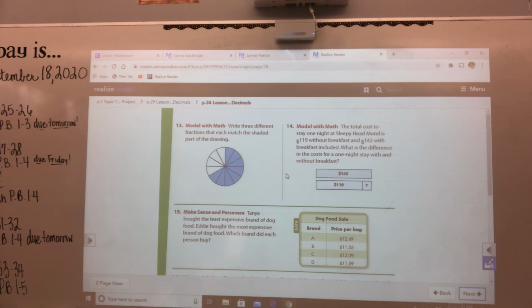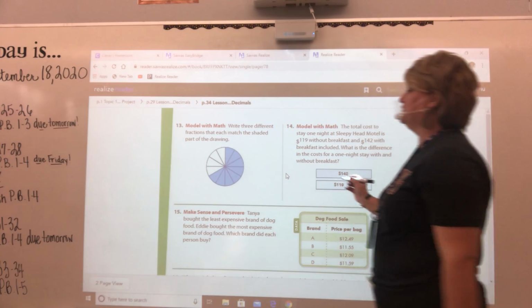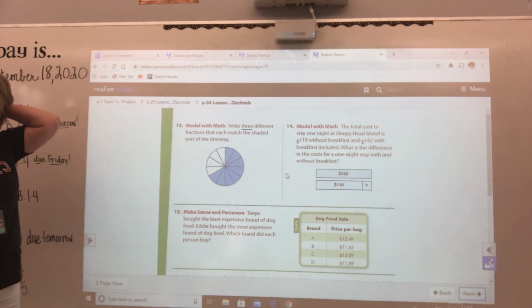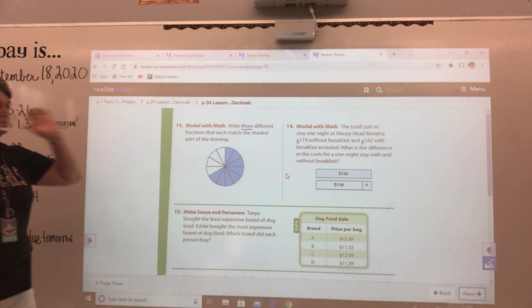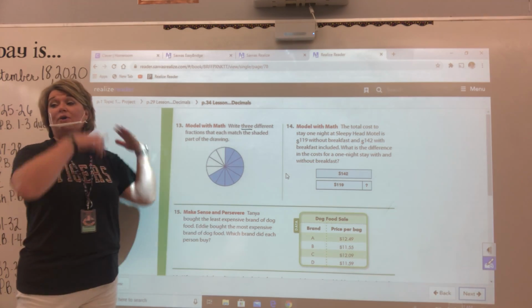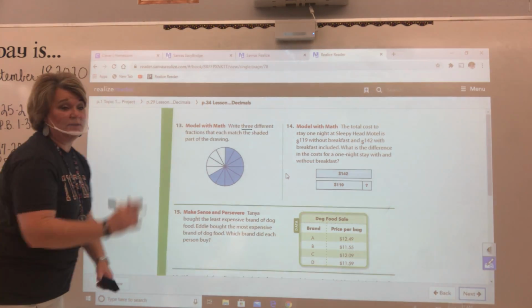Okay, number 13, write 3 different fractions. You need to underline the 3. 3 different fractions that each match the shaded part of the drawing. Well, the first thing is, come on, Xander. The first thing is we've got to count the blue things out of all of it. So let's start with the blue.